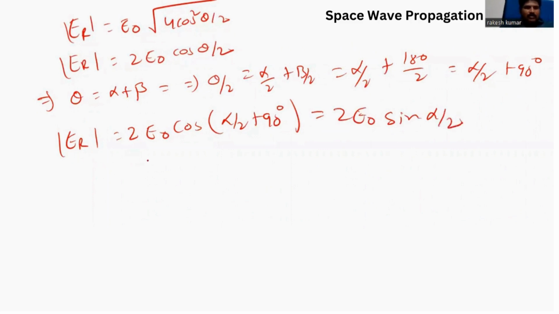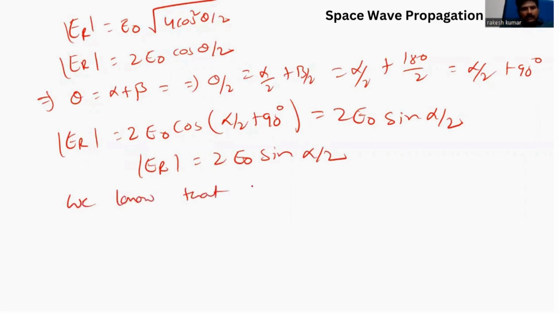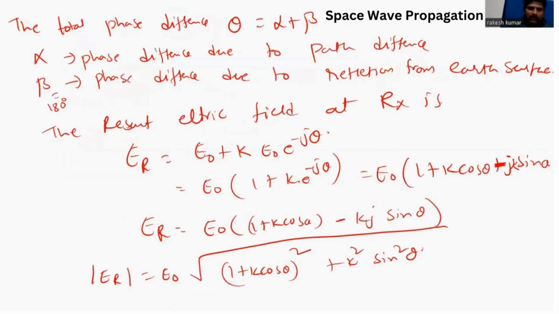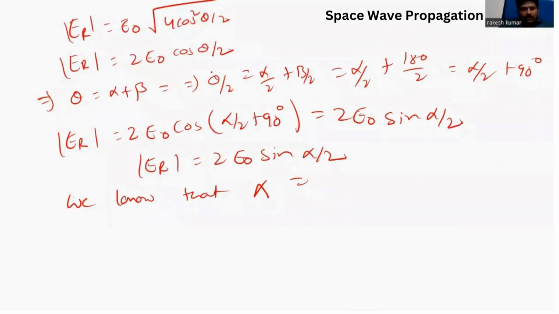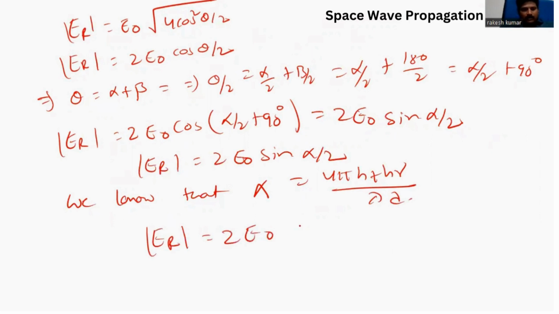So mod ER is equal to 2 E naught into sine alpha by 2. Okay, so we know the value of alpha. Alpha is equal to 4 pi ht hr by lambda d. Substitute here. We know that the value of alpha is equal to 4 pi ht hr by lambda d. Therefore, mod ER is equal to 2 E naught into sine of 4 pi ht hr by lambda d.